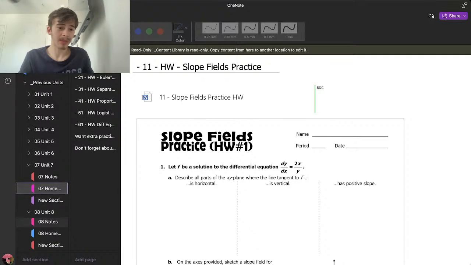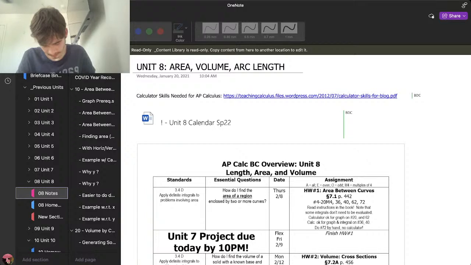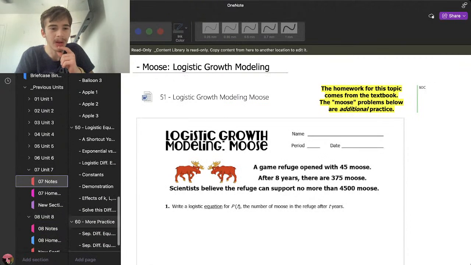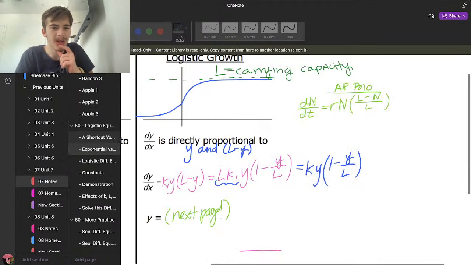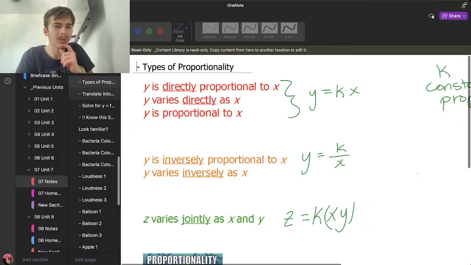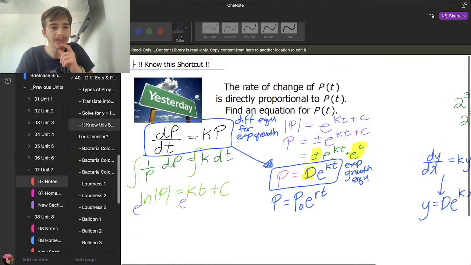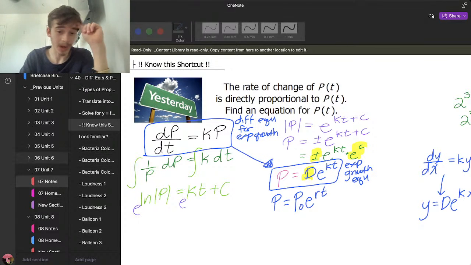Unit 7, free low. Unit 8. Oh yeah, logistic is for BC only. Yes, logistic is BC only. Sorry, forgot to mention that. I believe it is, right? Yeah, logistic equations should be BC only content. Exponential or whatever this one's called. Hold on. Directly proportional to the y might be an AP concept. I'm not sure. I know logistic is BC.